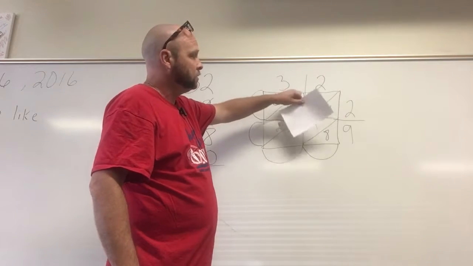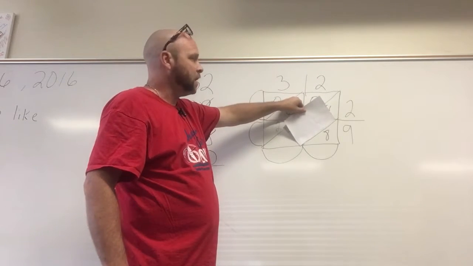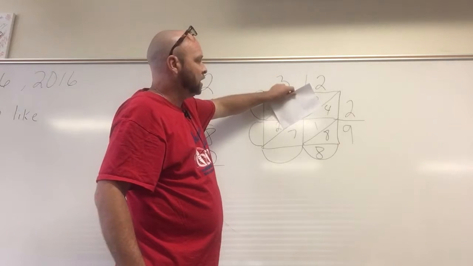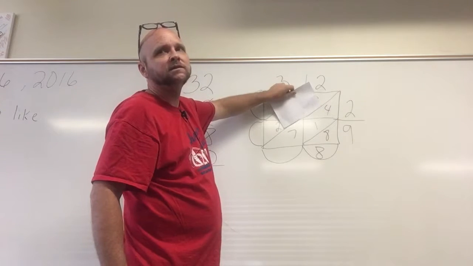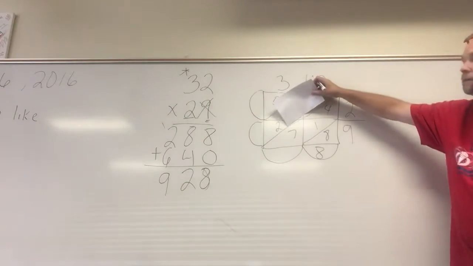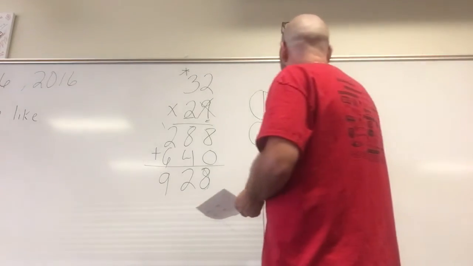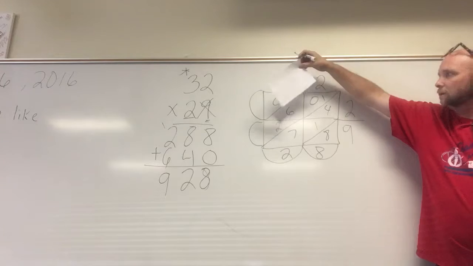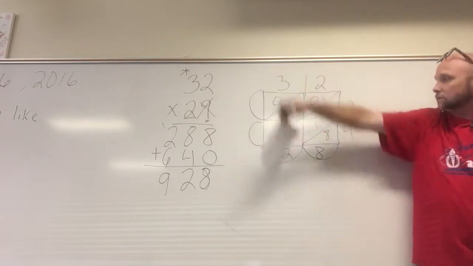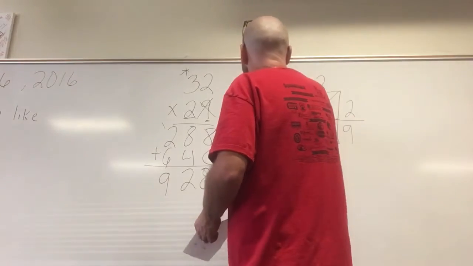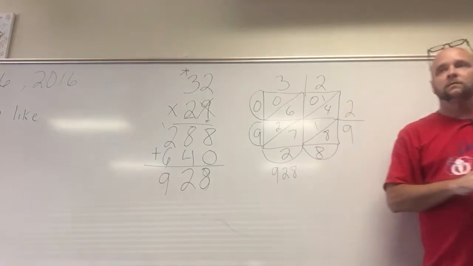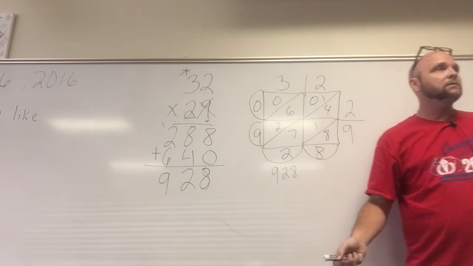Then we add up each diagonal. This diagonal only has an 8 in it, so this adds up to 8. This diagonal has a 7 plus a 1 plus a 4, which is 12. Put down the 2. I have to carry the 1 to my next diagonal. My next diagonal has a 1, a 6, a 2, which is 9. And there's nothing in this diagonal, so I get 928. Okay, so 928 is close to our estimate.